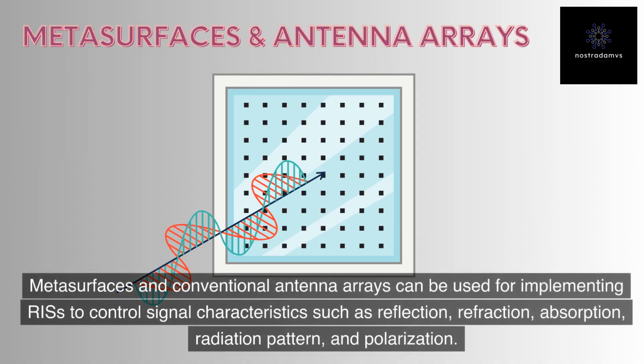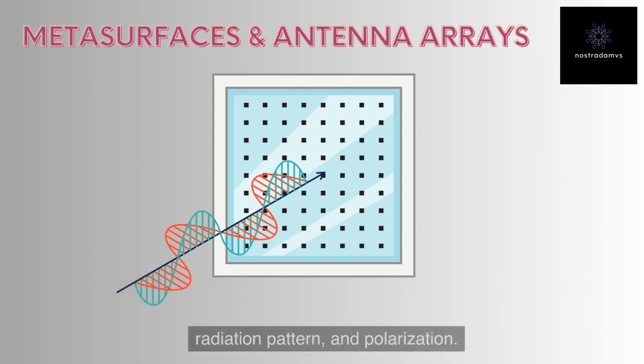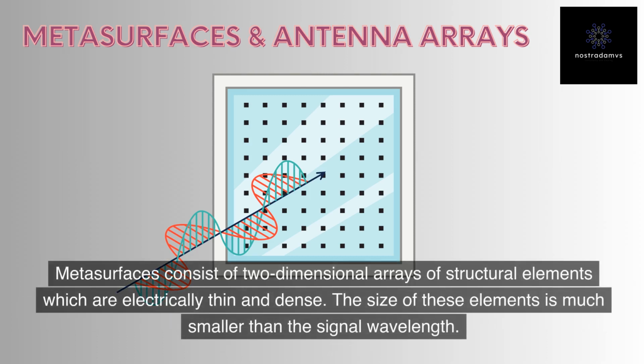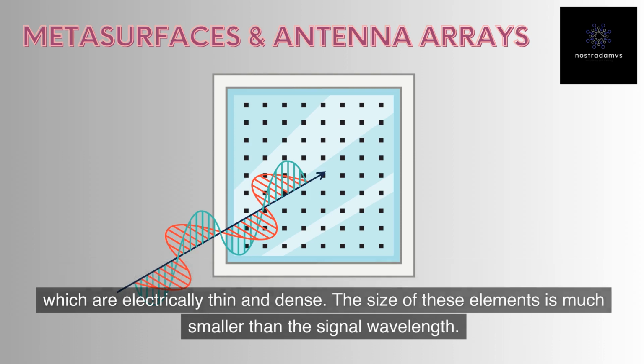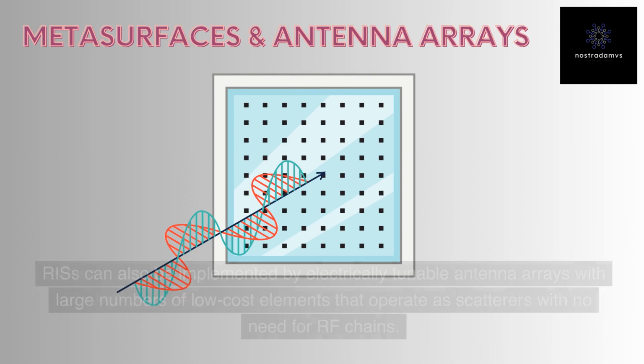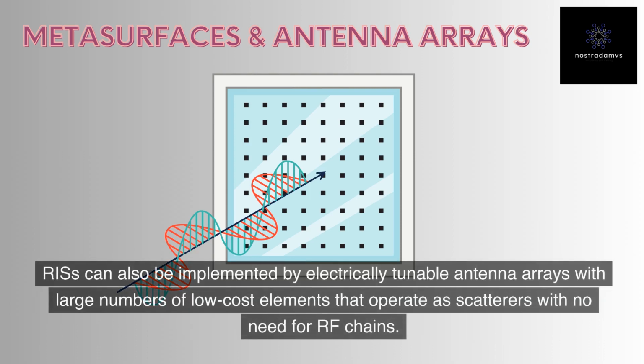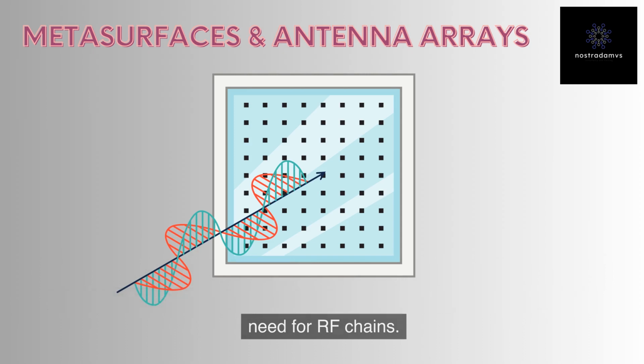Metasurfaces and conventional antenna arrays can be used for implementing RISes to control signal characteristics such as reflection, refraction, absorption, radiation pattern, and polarization. Metasurfaces consist of two-dimensional arrays of structural elements which are electrically thin and dense. The size of these elements is much smaller than the signal wavelength. RISes can also be implemented by electrically tunable antenna arrays with large numbers of low-cost elements that operate as scatterers with no need for RF chains.